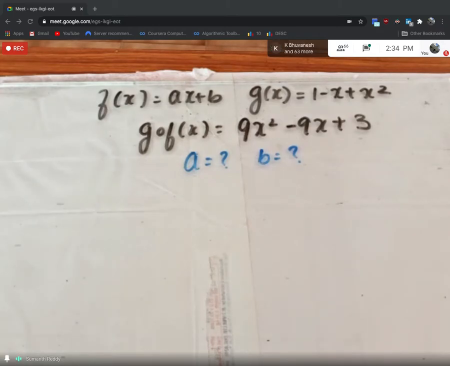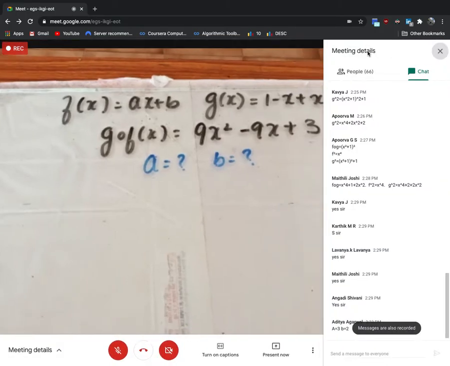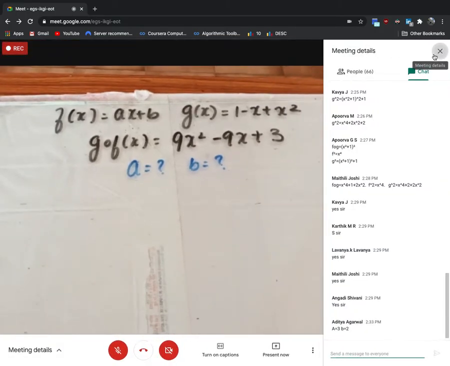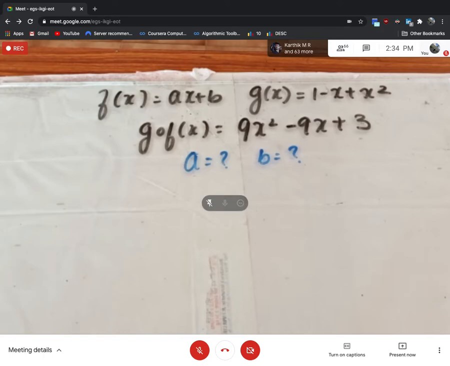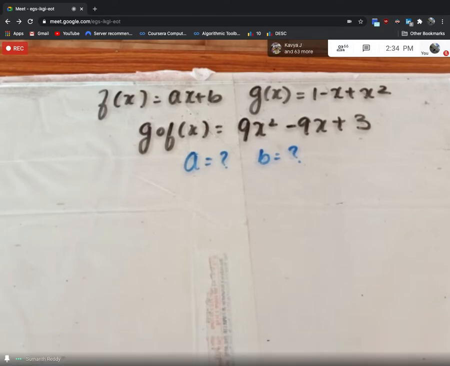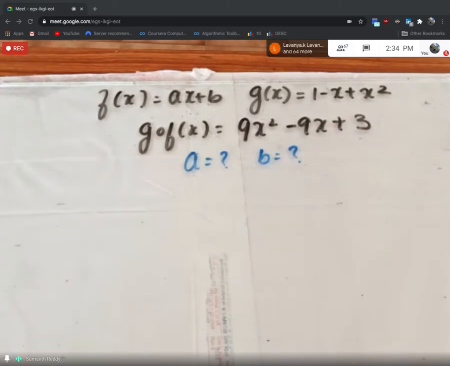Only Aditya has answered. Others, is it correct, students? Have you got the same solution? Okay, I think you people are still trying. No issues. I will also solve this problem parallelly. If you have any doubts, you can just have a look.